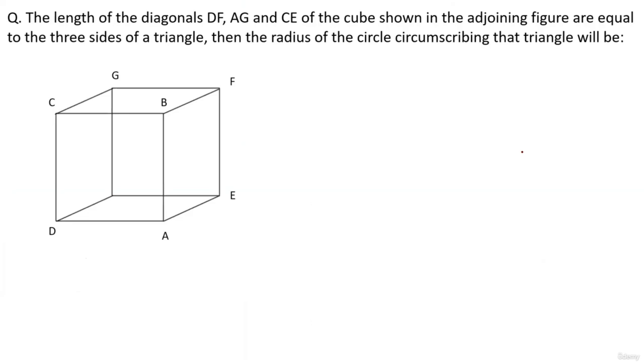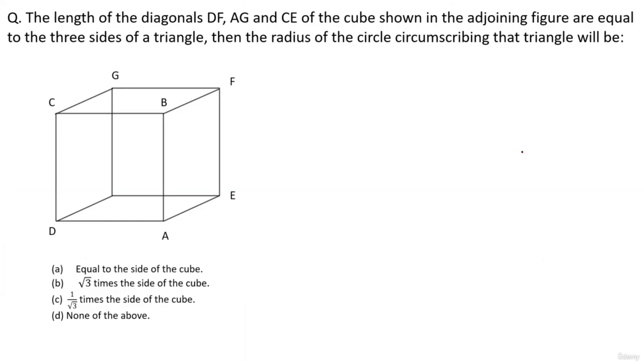All right. The length of the diagonals DF, AG and CE of the cube shown in the adjoining figure are equal to the 3 sides of a triangle. Then the radius of the circle circumscribing that triangle will be. You can try this question out. I'm giving you some time, or you can just pause the video and resume it to look at the solution.